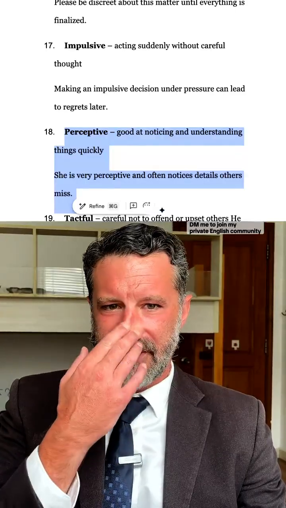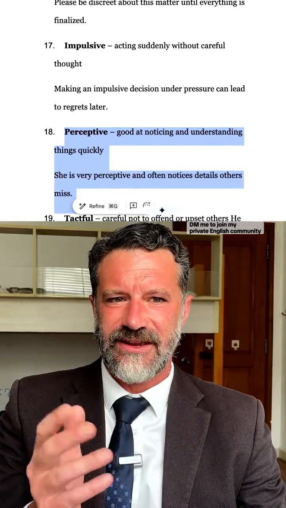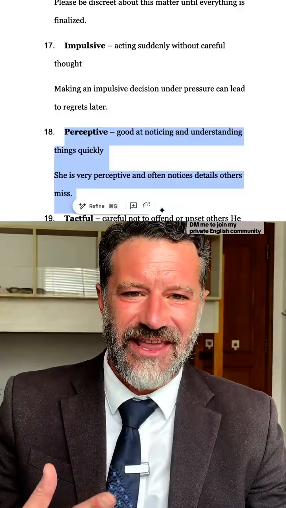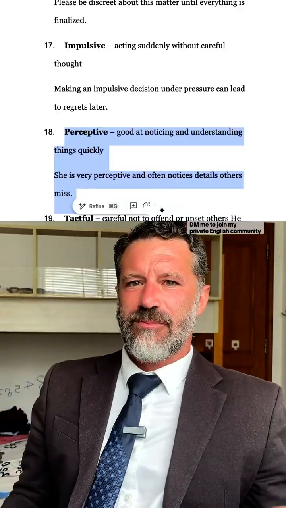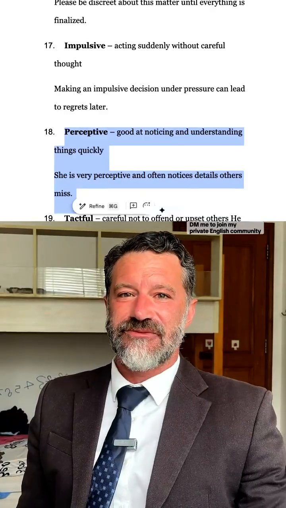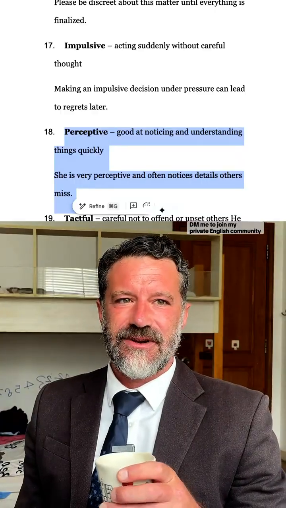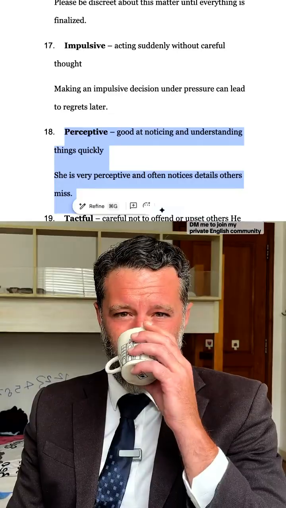Perceptive, right? You're good at noticing. If I say you're very perceptive, that's a good thing, right? You're smart. You can see things. You notice things. You understand things. For example, she is very perceptive and often notices details others miss. She's good at noticing things.